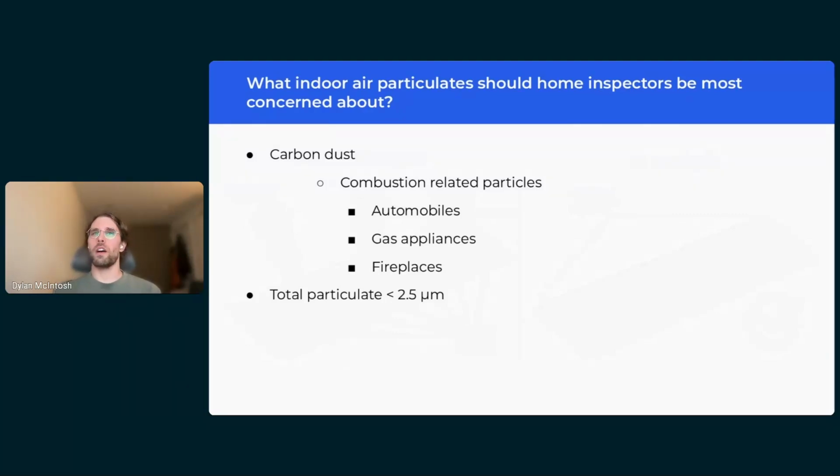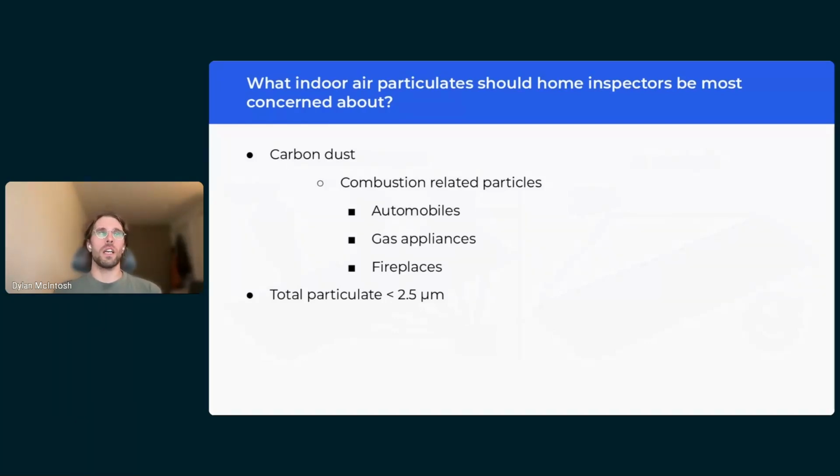And total particulate under 2.5 microns is another one that we measure on our reports. The smaller the particulate size, the deeper it can get into the respiratory tract, and the more concerning health issues could be present. Larger particles will get filtered out through your nose or your upper respiratory system, and they don't get deep into the lungs, and they can't cause as much damage as these smaller particulates.